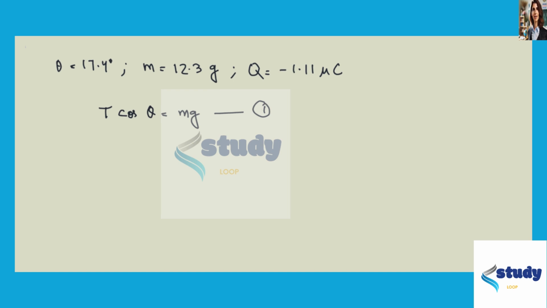Now the force due to electric field is in balance with the horizontal component of tension. So horizontal component of tension is T sine theta, and force due to electric field is the magnitude of the electric field times charge. And let's call this equation 2.